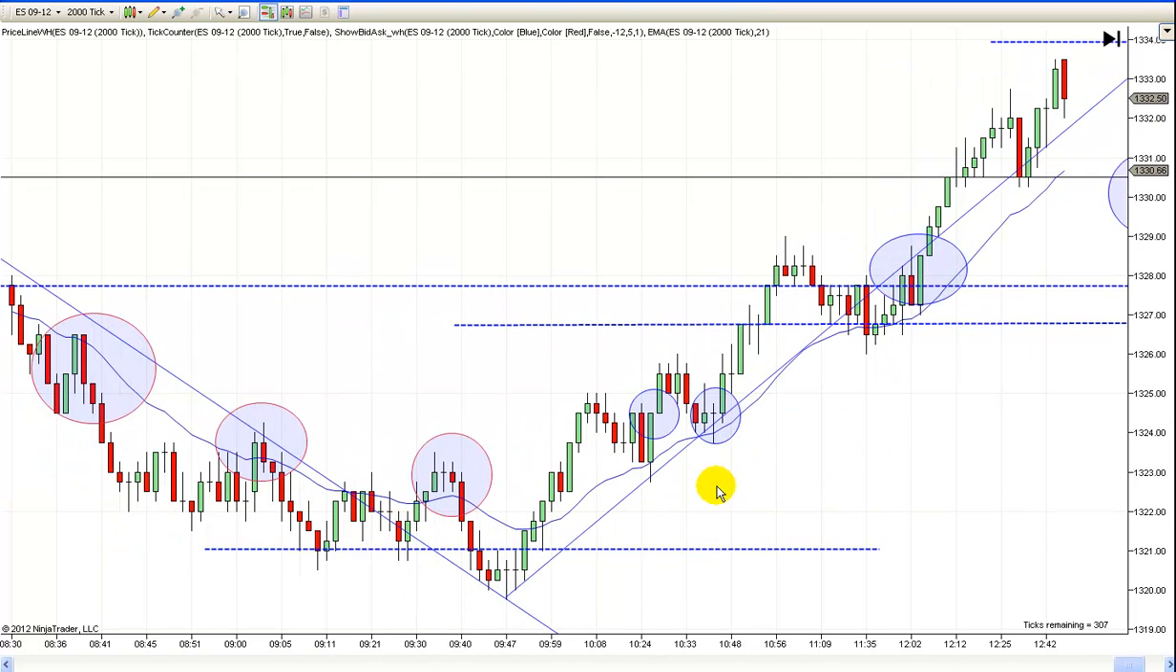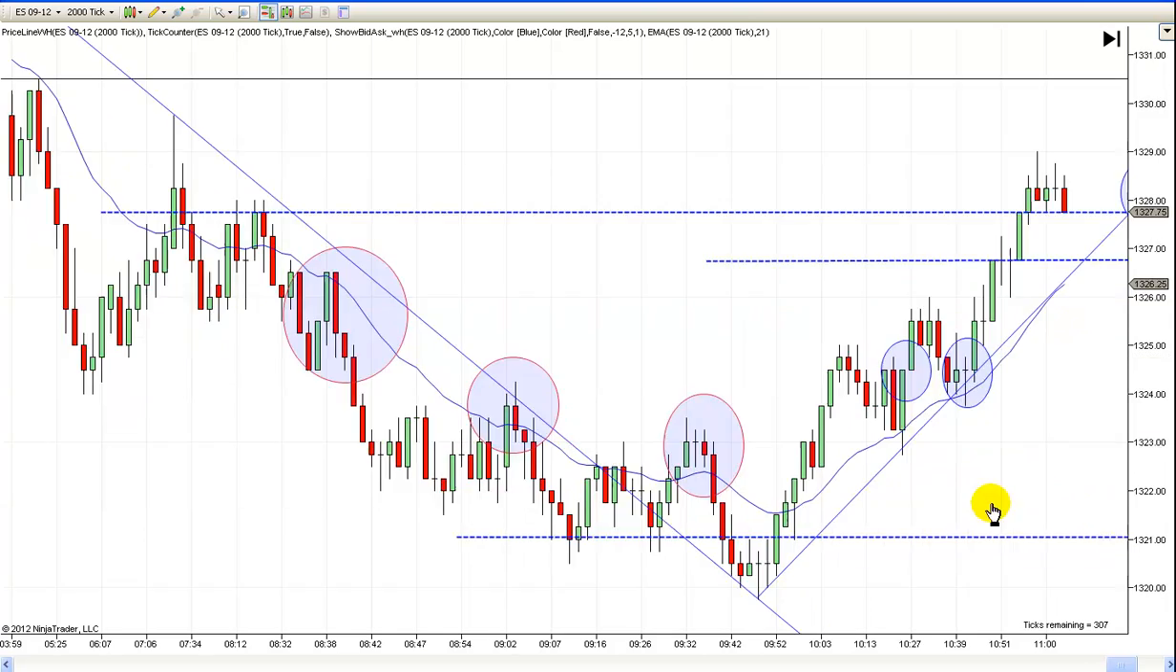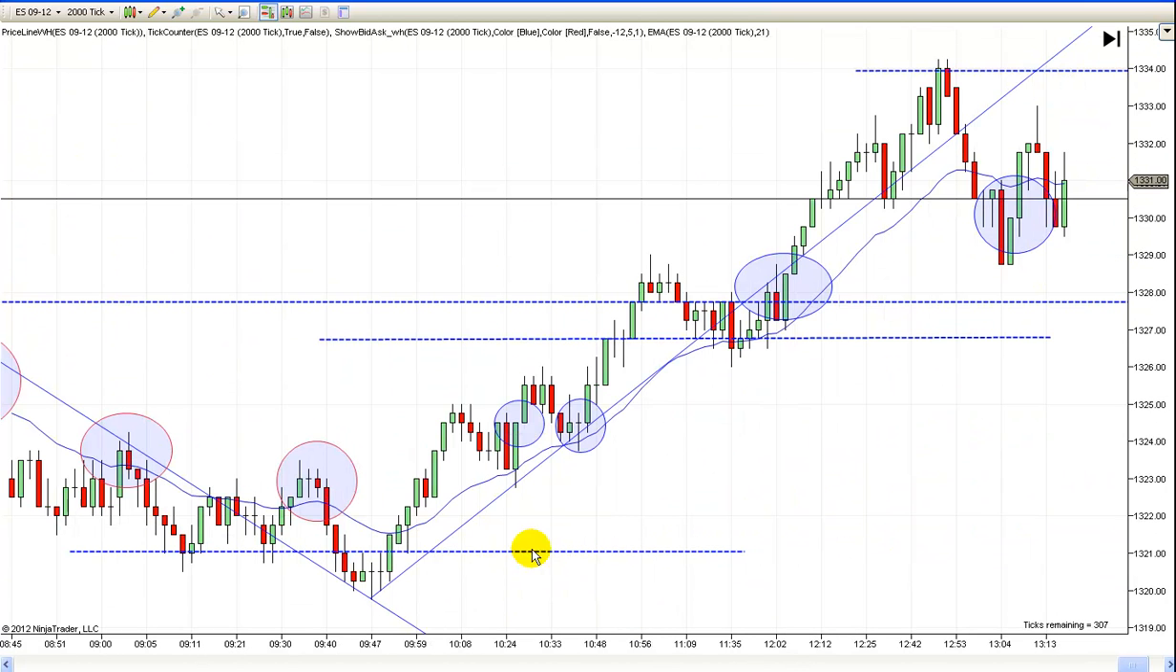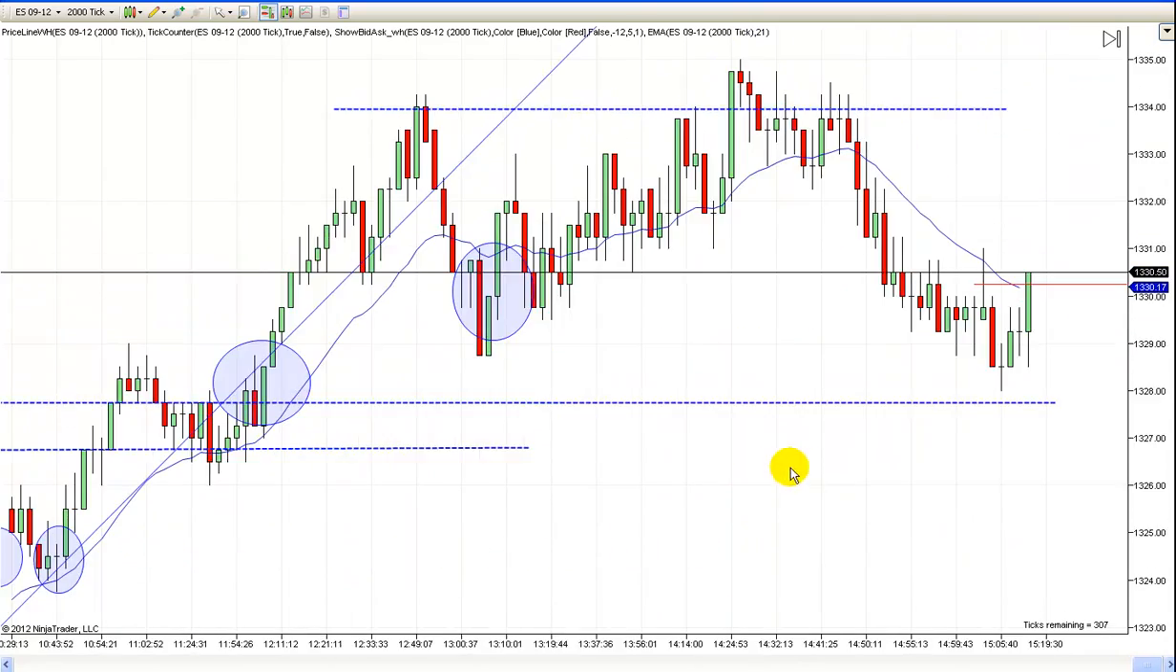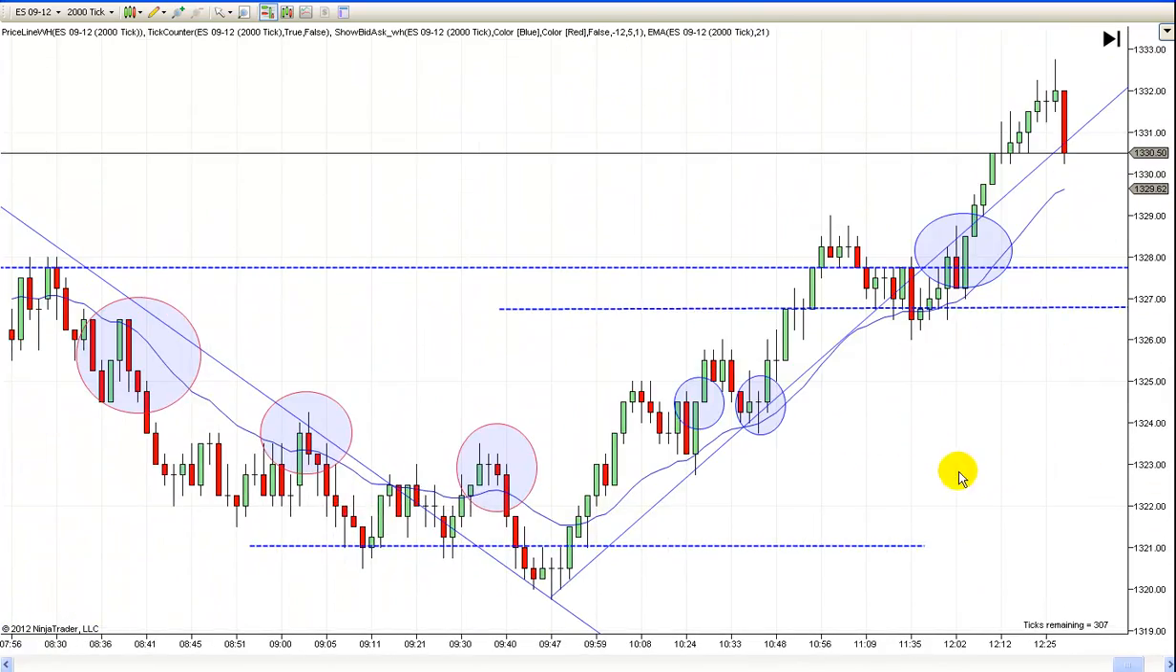But hopefully you had a good trading day today. We had a little weak trend to the downside, and it looked like it was going to take off pretty strongly to the upside, and then it kind of petered out as well. But hopefully you had a good trading day.